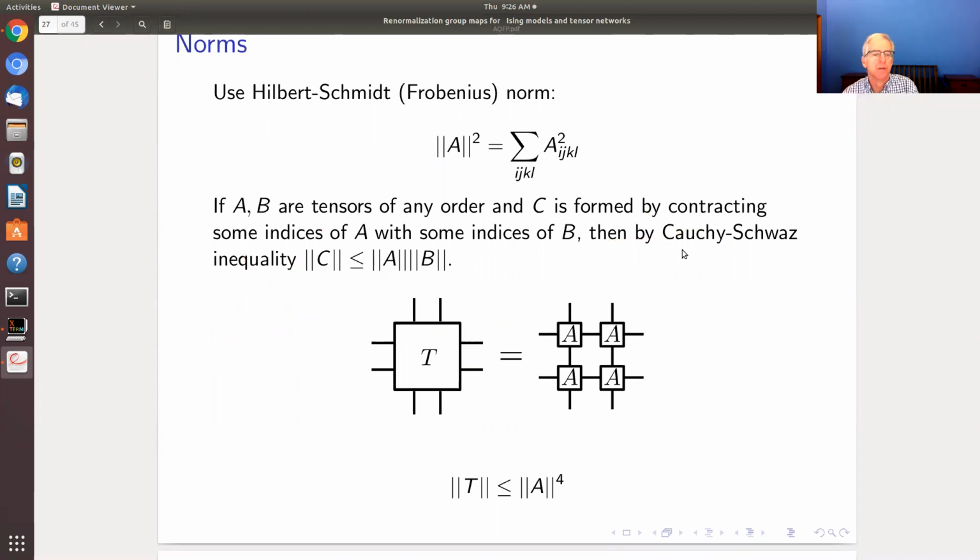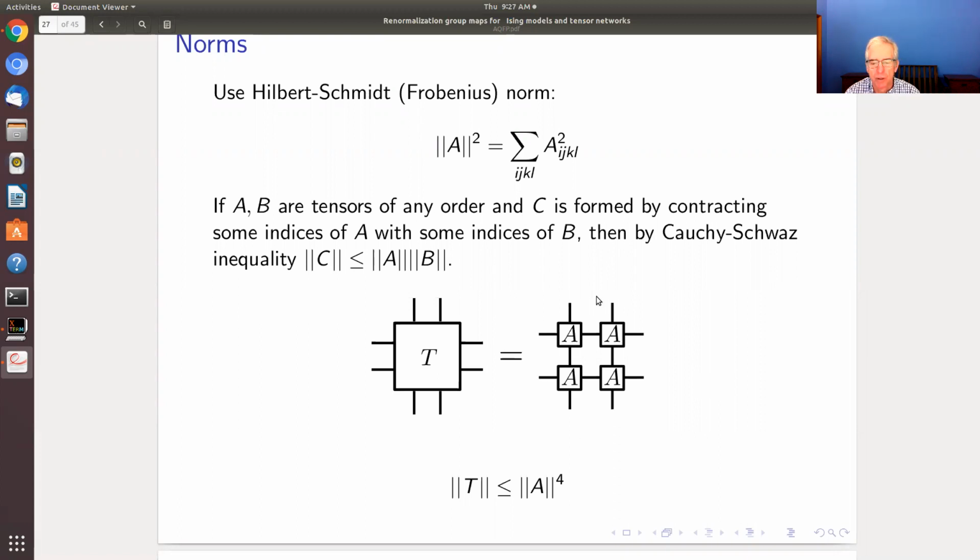And we're going to use the Hilbert-Schmidt or the Frobenius norm. So the norm squared of a tensor is going to be the sum of the squares of all its components. That's a nice norm. It's invariant under these gauge transformations. And more importantly, it plays nicely with contractions. So if I take 2 tensors A and B, and I contract some of their legs and get a new tensor C, then the Hilbert-Schmidt norm of C is bounded by the product of the Hilbert-Schmidt norms of A and B. And you can apply that many times.